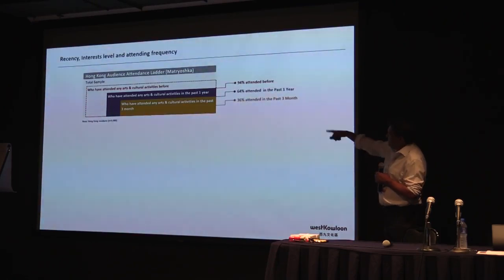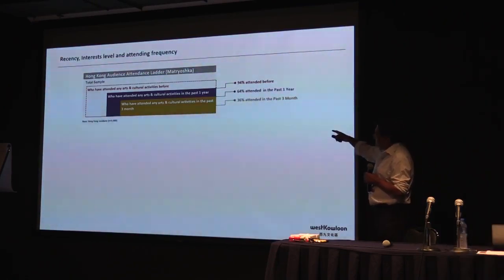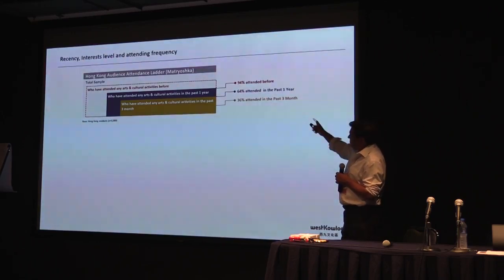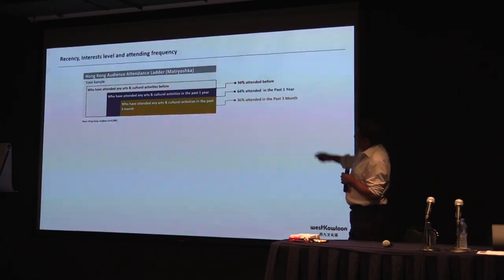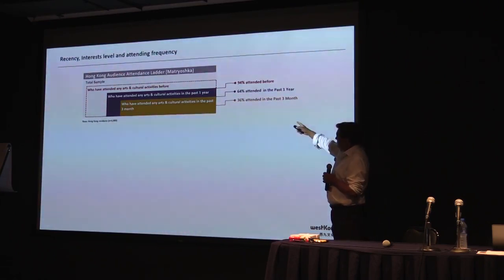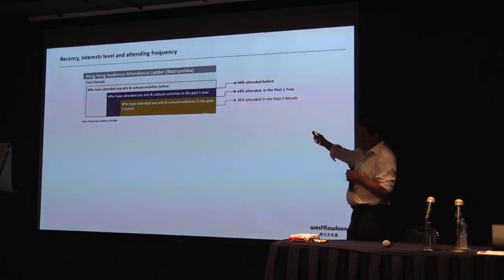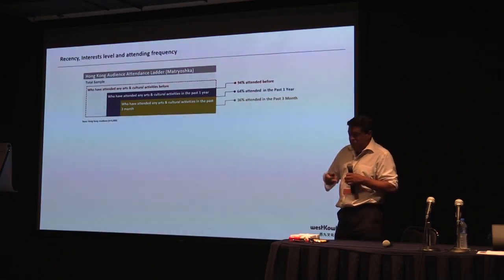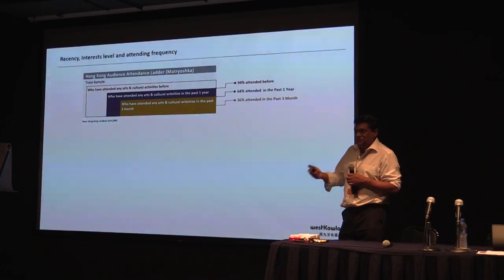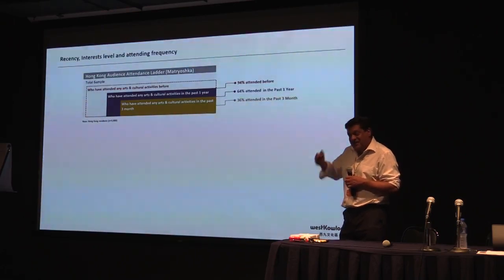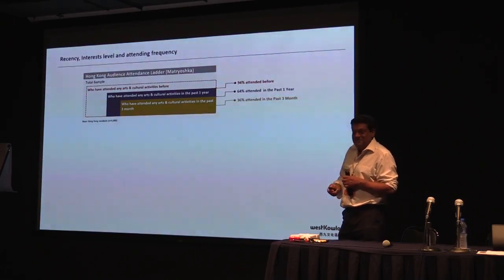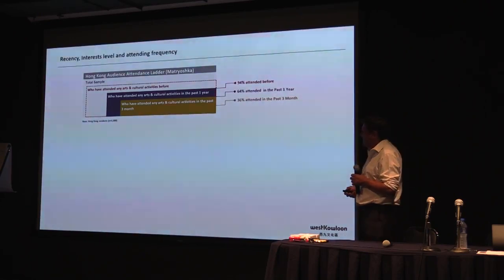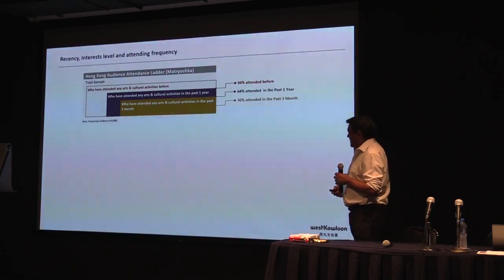So out of the sample, just to summarize a bit of data, 94% had attended before, 64% in the past year, and 36% attended in the past 3 months. Actually, in the UK, even a regular attender is someone who has gone in the last 12 months, because attendance is never as frequent as people imagine. It's surprisingly low. People imagine they go to the theatre much more than they actually do.